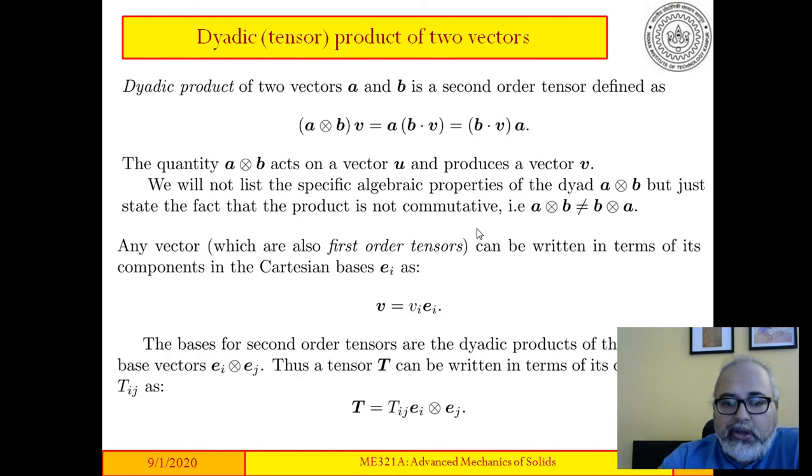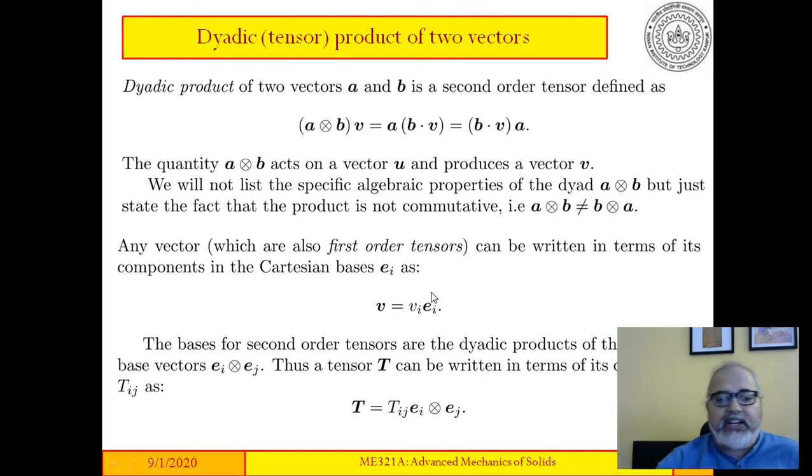So the idea is this. If we have a vector, which is also called a first order tensor, then any vector can be written in terms of its components in a Cartesian system and the Cartesian base vectors. So V_i E_i, i is a repeated index. So the E_i are the basis in which a vector v or any vector can always be expanded.